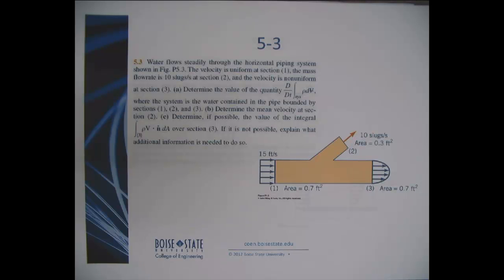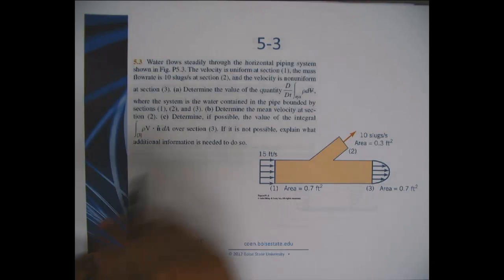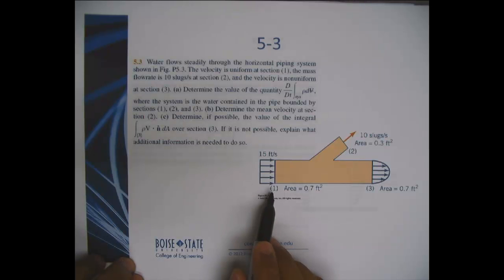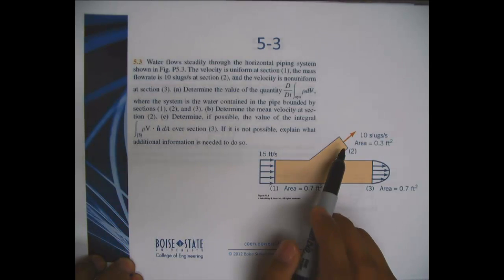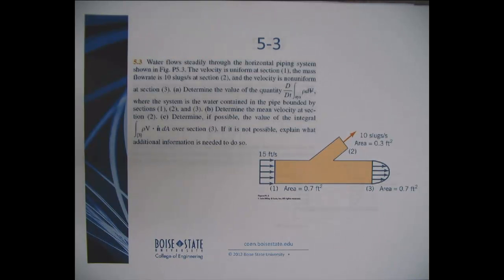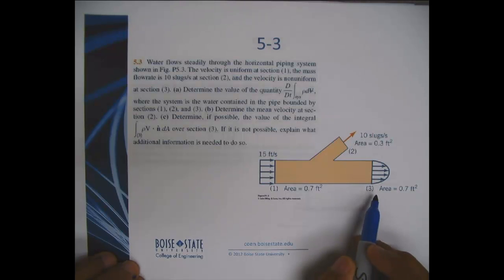So let's look at problem 5.3 from your book. Water flows steadily through the horizontal piping system shown here. The velocity is uniform at section 1. The mass flow rate is 10 slugs per second at section 2 and the velocity is non-uniform at section 3.